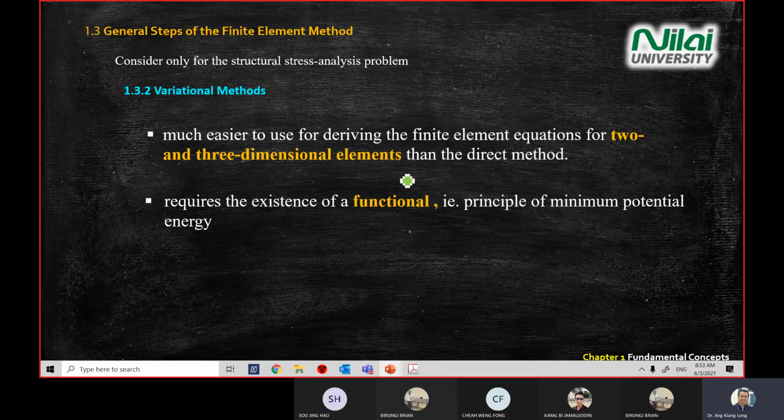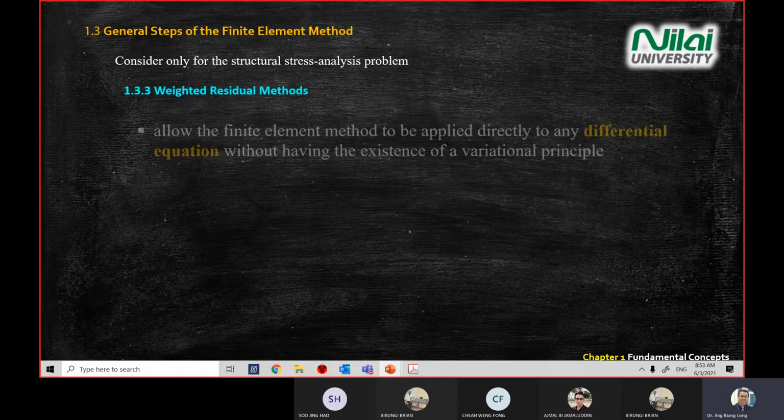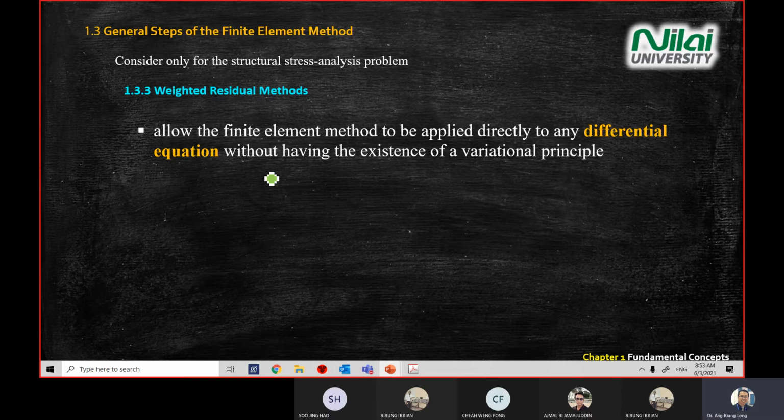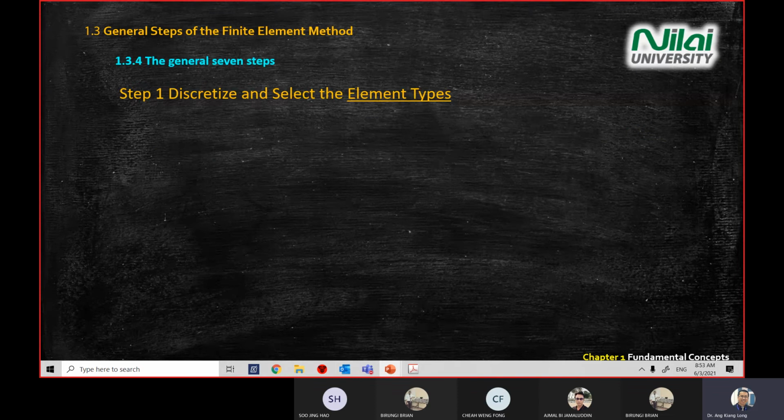Variation methods, it deal with 2D and 3D problems, where it is very popular when it comes to simulation software. Where you see the word functional here, it means equation, right? Functional, it means equation. So variation methods, it use the loss of complex equation to solve. Weighted residuals, it use differential equation, right? Differential equation. Now, if the word differential equation, you forget already, go and Google and refresh. What is differential equation?